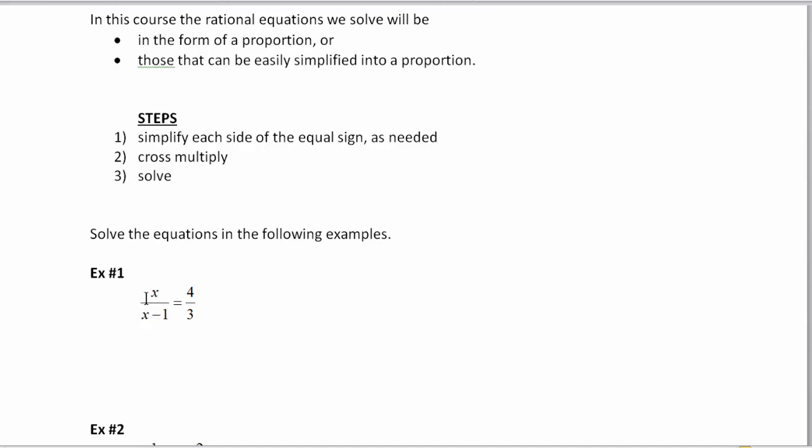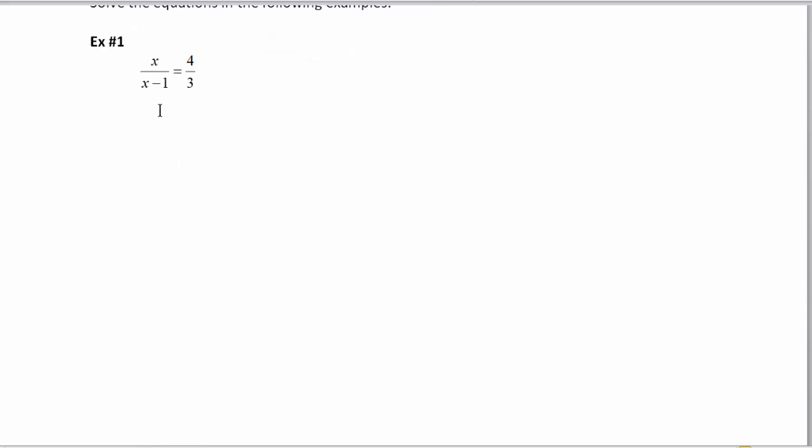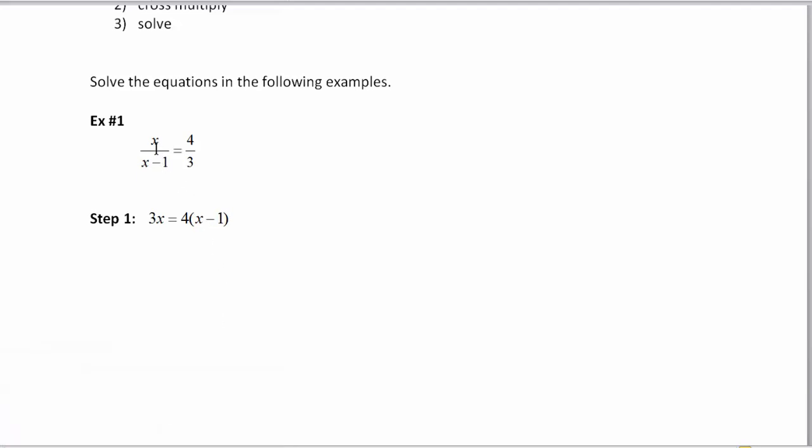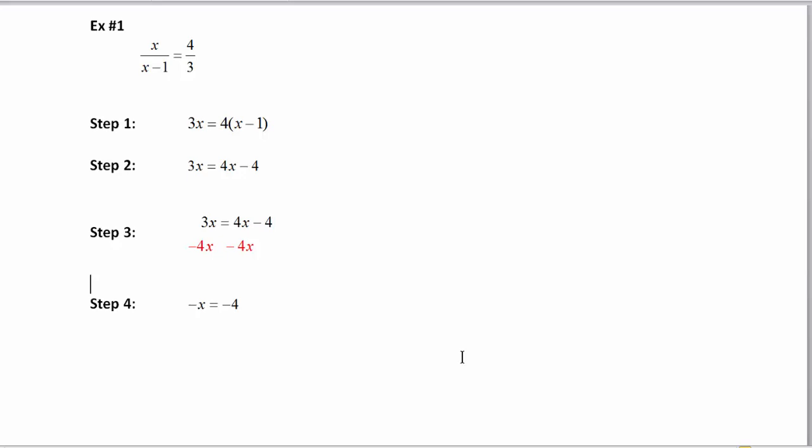All right, so let's take a look at example 1 algebraically. My first step will be to cross multiply. So we'll do 3 times x to get 3x, and 4 times the quantity x minus 1. Step 2, I'm going to distribute this 4, so we're left with 4x minus 4. Next, I'm going to subtract 4x from both sides to get the variables to one side and numbers to the other side. So here's me subtracting 4x from both sides, and then I'm left with negative x equals negative 4.